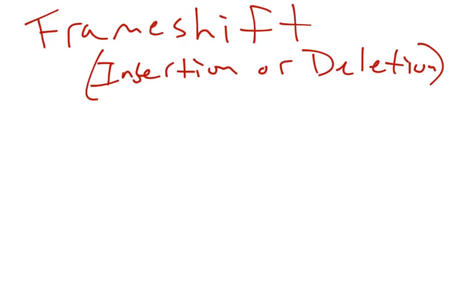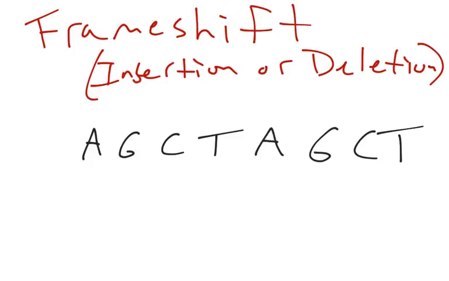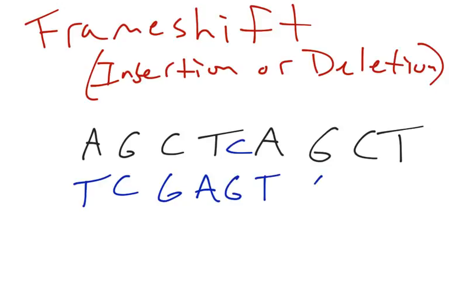The last type of mutation we're going to talk about is a frame shift mutation, which is a deletion or an insertion. So if this was the original strand here, A, G, C, T, A, G, C, T. And when we're going through, this becomes, so we have T, C, G, A, and now all of a sudden we insert G and C in here, and then T and C and G and A. So you get this new set of nucleotides in there. That would be an insertion.